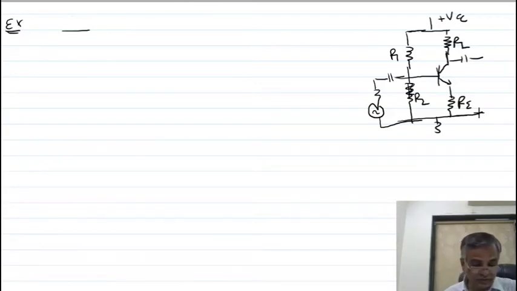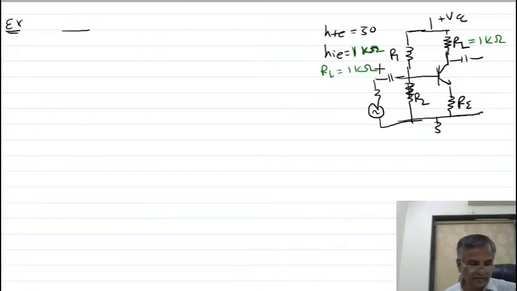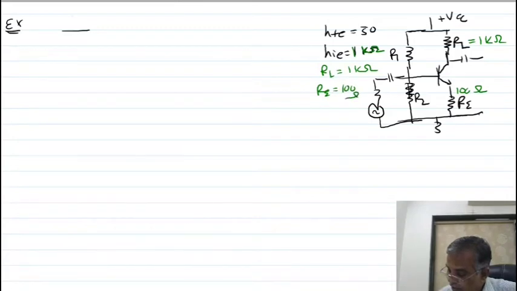Let us see the questions. For this amplifier, HFE they have given 50. Remember HFE, how much they have given? 50 they have given. HIE they have given 1 kilo ohm. RL is 1 kilo ohm. So I am writing RL is 1 kilo ohm. RE 100 ohm. This is 100 ohm they have given. So let me write here RE is equal to 100 ohm.